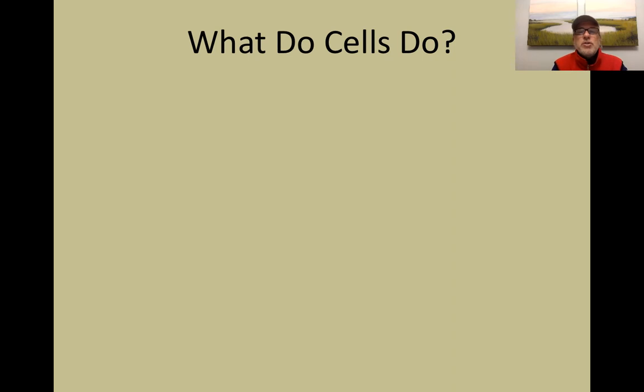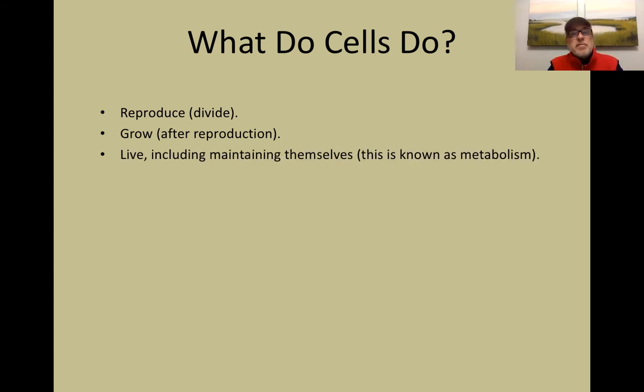So what do cells do all day? First, they reproduce, and they do that by splitting themselves in half, and where there was one cell, there's now two. So they have to spend time reproducing. They grow after reproduction. They have to grow back to their full size. They live. They have to maintain themselves. And this is known as basic metabolism.